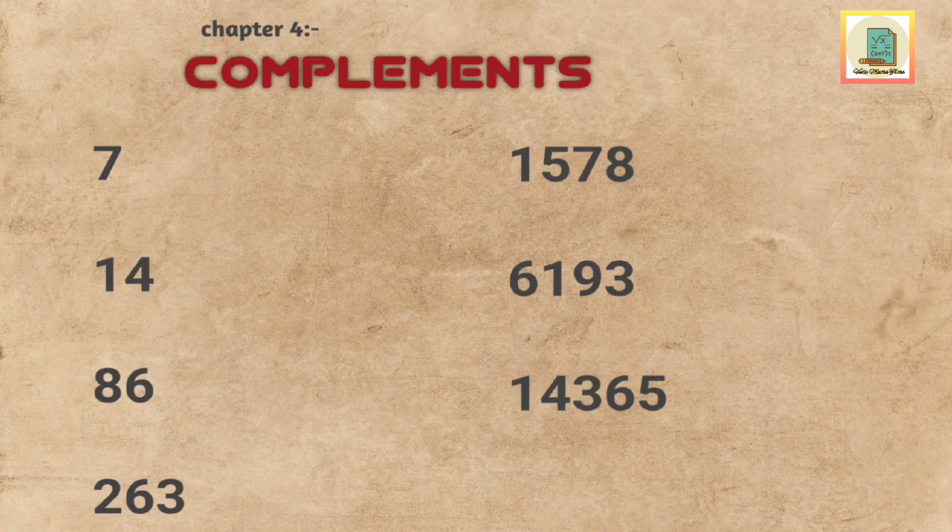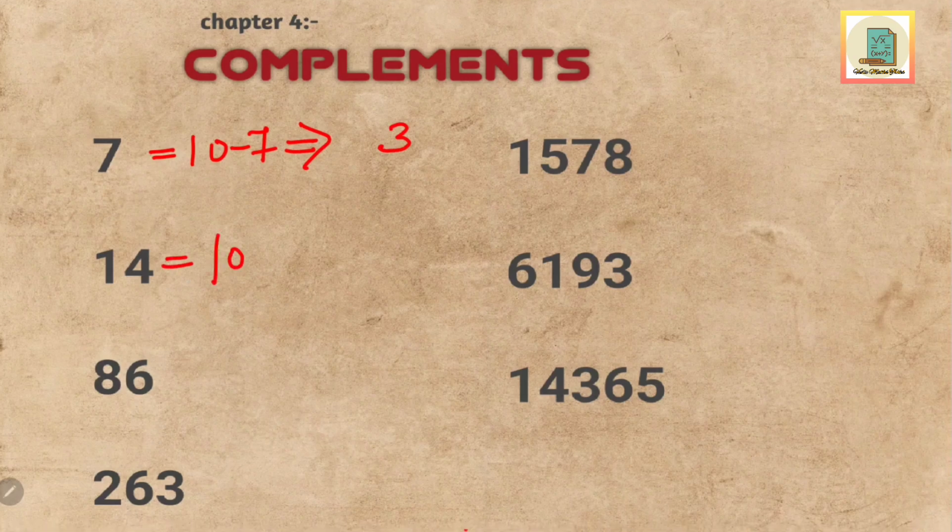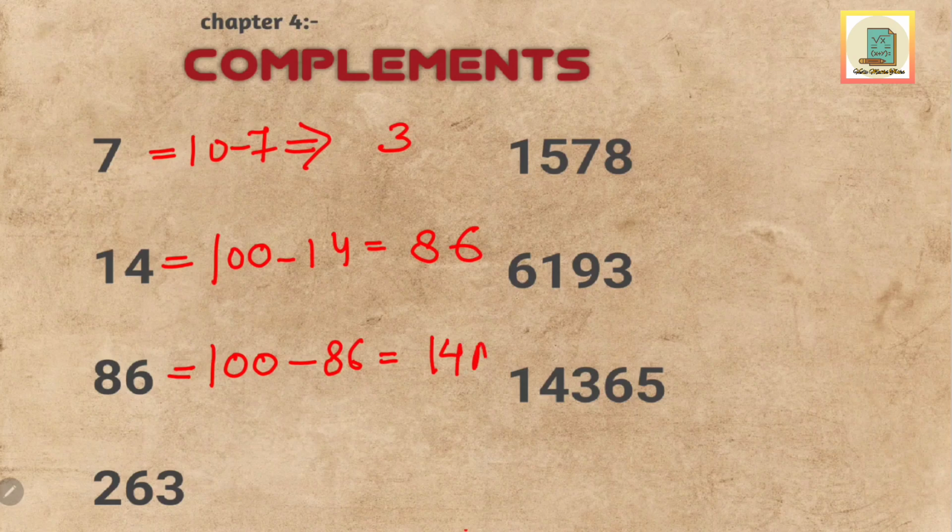Now let's find out the complement of 7. The next primary base to 7 is 10. So 10 minus 7 gives you 3. So the complement of 7 is 3. Now 14. The next primary base to 14 is 100. So 100 minus 14 gives us 86 as the complement. So the complement of 14 is 86. Now let's find out the complement of 86. The next primary base to 86 is 100. 100 minus 86 gives you 14 as the answer.